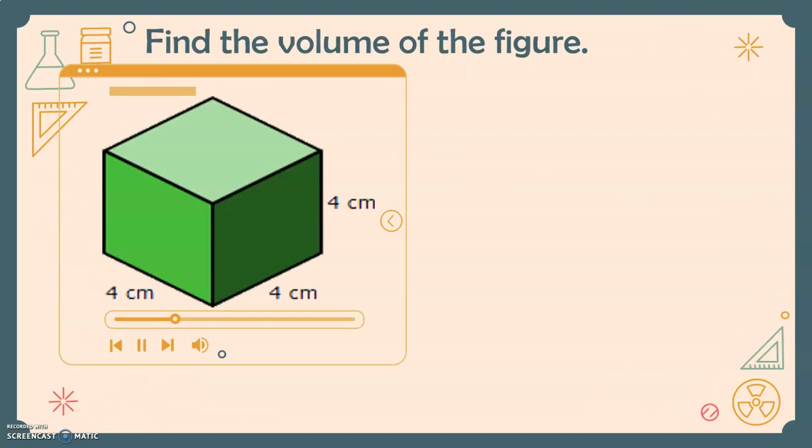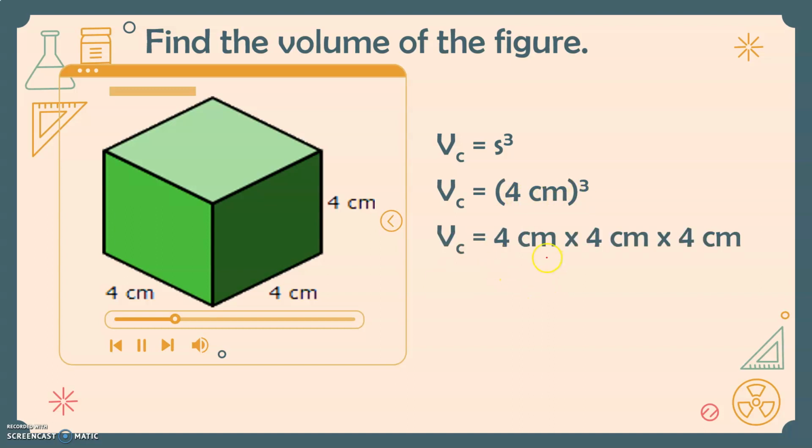Now let's try some examples. Find the volume of the figure below. So here we are given a cube. Since the 3 dimensions given here are all equal, for us to compute for the volume of a cube, we will use again the formula S cubed. Substituting the given information, we'll have 4 centimeters cubed. That means 4 centimeters times 4 centimeters times 4 centimeters, and it's equal to 64 cubic centimeters. Again, volume is measured using cubic units, so we have here cubic centimeters.